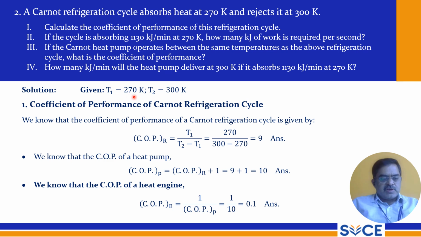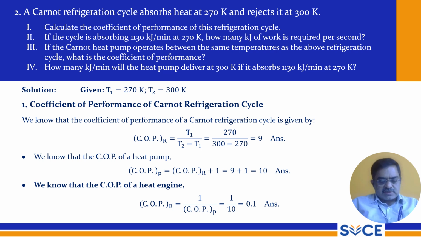Given: T1, the lower temperature, is 270 Kelvin and T2 is 300 Kelvin. First task, calculate the coefficient of performance of this refrigeration cycle, and here it is T1 divided by T2 minus T1. It is simple: 270 divided by 300 minus 270, it is 9. So that is the answer. For the heat pump, 9 plus 1 equals 10, and then the COP of the heat engine is 1 by 10, equal to 0.1. COP is very less in the case of a heat engine.